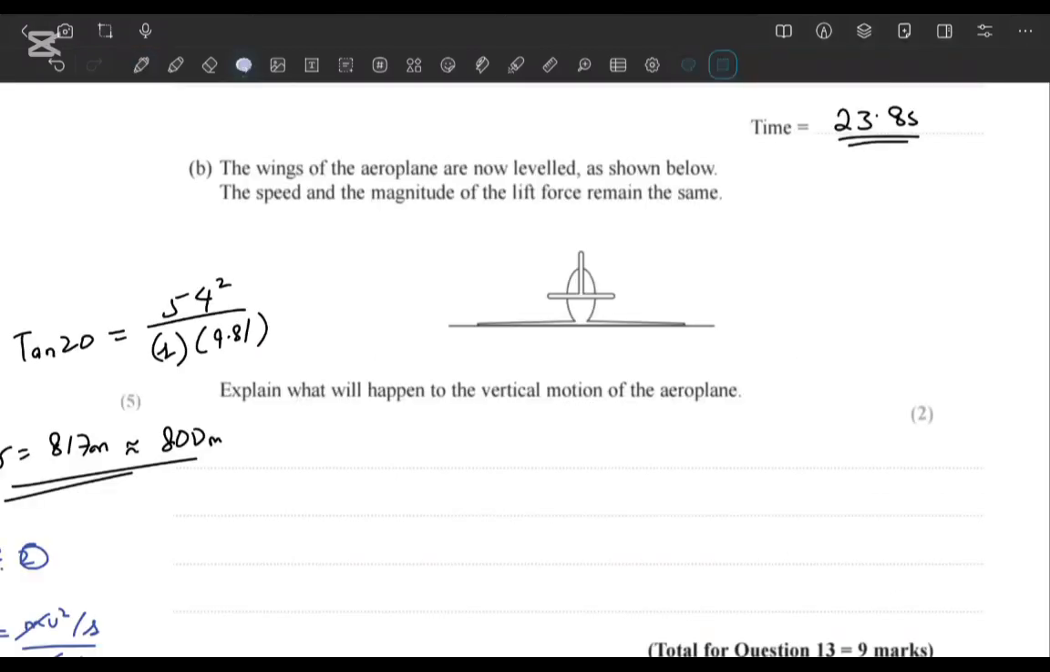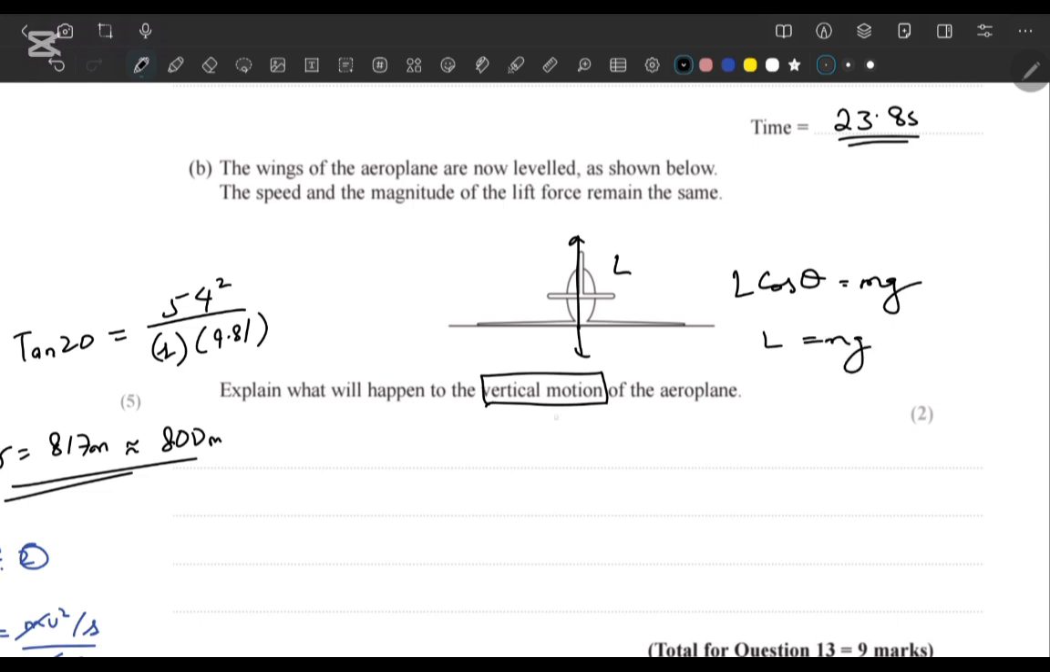So the last part of the question tells us the wings of the airplane are now leveled, as the diagram showed, and the speed and the magnitude of the lift force remain the same. Okay, so now what will happen to the vertical motion? Remember before, L cos theta was equal to mg. Now we have the lift force equal to mg. What I'm trying to explain here is that before, a component of the lift force was balancing mg, and now the entire lift force is balancing mg. It says the speed and the magnitude of the lift force remain the same. So before a component was balancing, now the lift force itself is balancing, right?